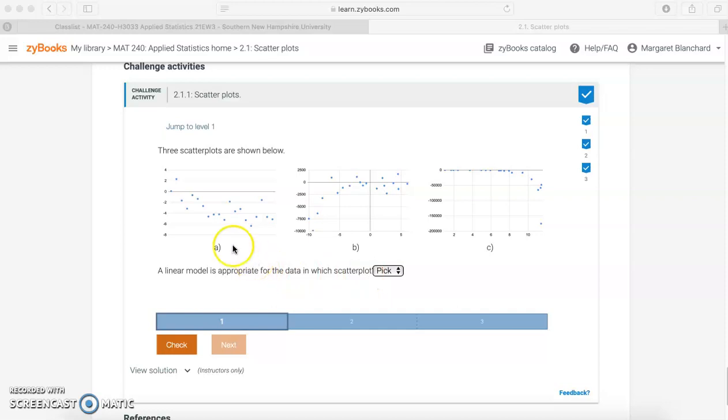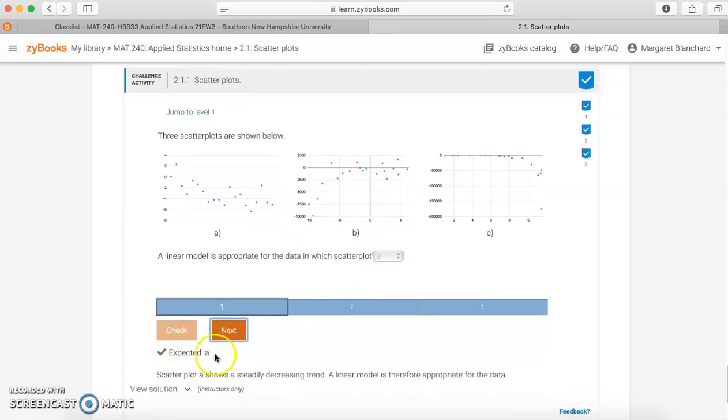So let's take a quick look. This one kind of has a vaguely linearly decreasing pattern. This one looks to be more curved, as you see here. And then this one also looks pretty flat and curved like that, almost like an exponential or something like that. So we're going to say A because that's the only one that showed kind of an overall line.